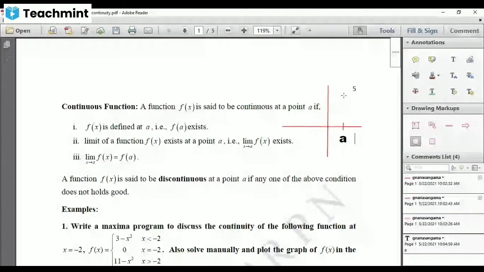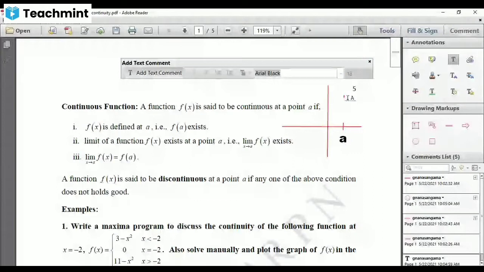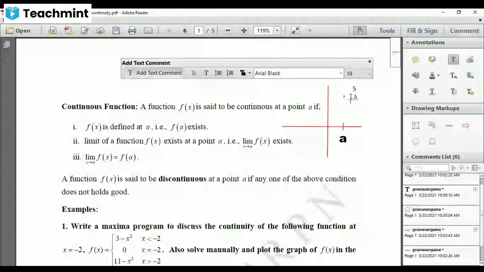So this is the point f of a. The x-axis value is a, so this is (a, f of a) within brackets. That indicates that the x-axis length is a and the y-axis length is f of a. From the origin, the x-axis length is a and the y-axis length is f of a. That is this point.